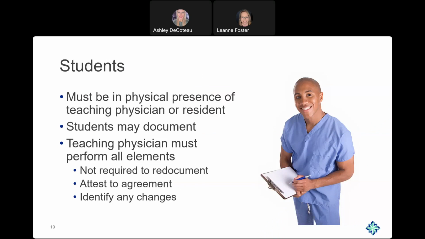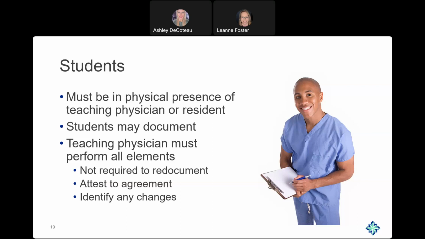The Claims Processing Manual, Chapter 12, where we looked earlier at those definitions, has Medicare's definition of a student, which is an individual who participates in an accredited educational program, such as a medical school, and is not in an approved GME program. So students are never considered by Medicare to be interns or residents.